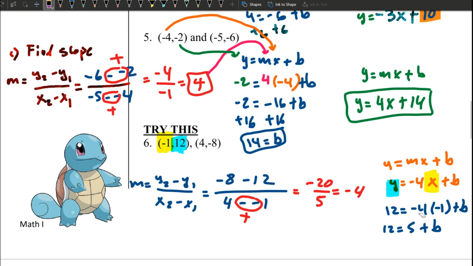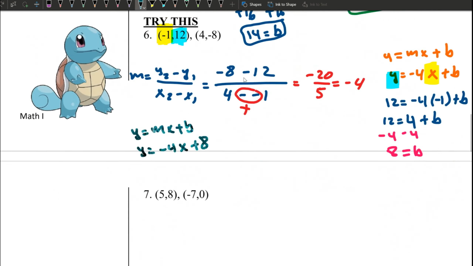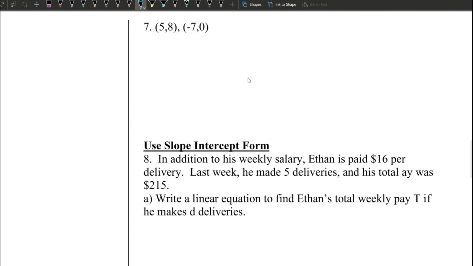Oh, I made a mistake here. Negative 4 times negative 1 is positive 4. So 8 equal to b, or b equal to 8. So y equals negative 4x plus 8. That's it. Number 7.